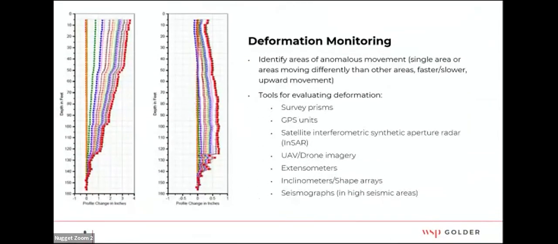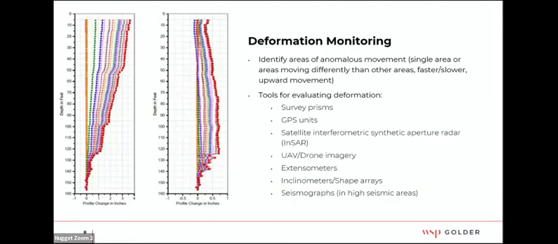And then deformation monitoring. Is a part of your heap moving differently than other parts of the heap? If it is, there's a change in conditions inside the heap, different than probably what was assumed, and it could become problematic. So what tools do we have for that? Survey prisms and GPS units are single point locations that you can monitor.